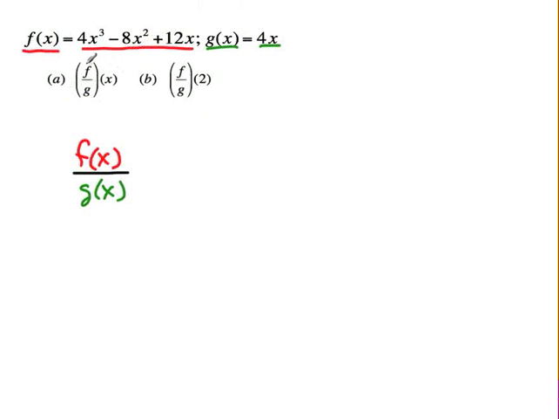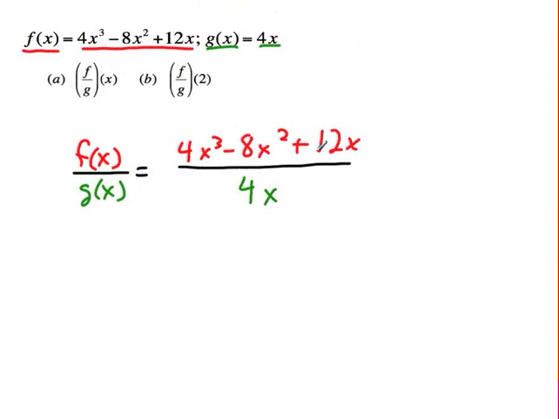Pretty much what it's saying is we're going to take the function of f and divide it by the function of g. So if I set that equal, we know that f of x is 4x cubed minus 8x squared plus 12x, all divided by 4x.